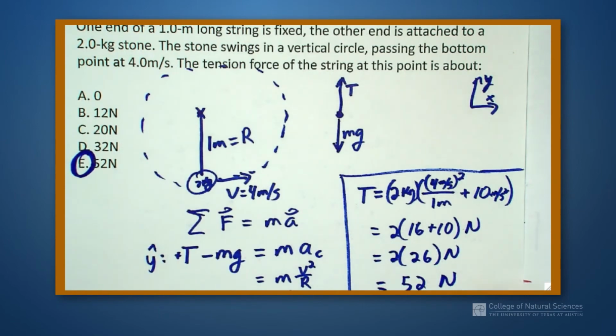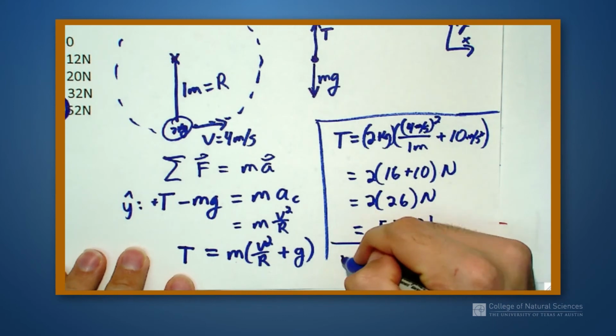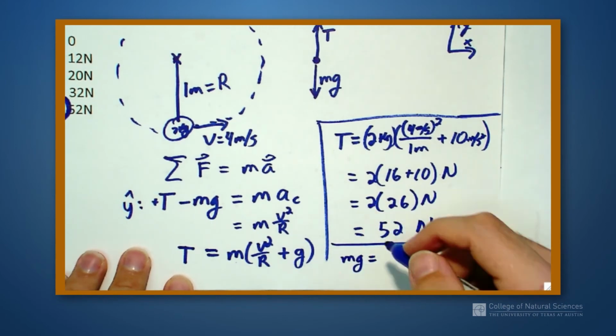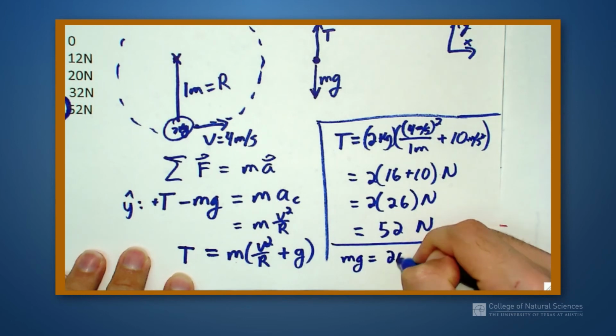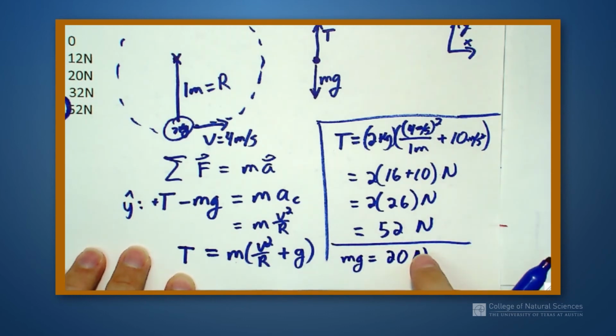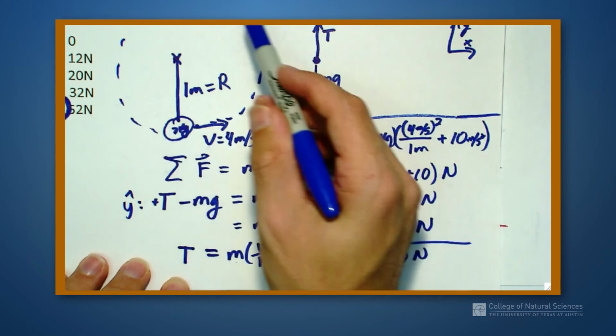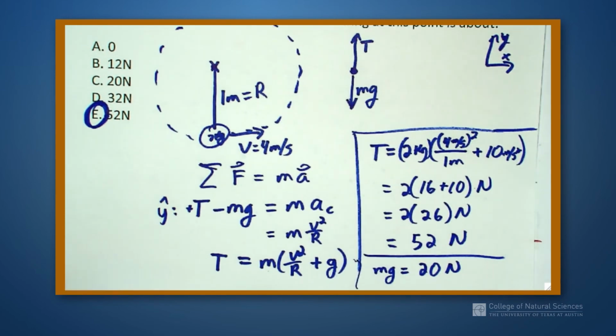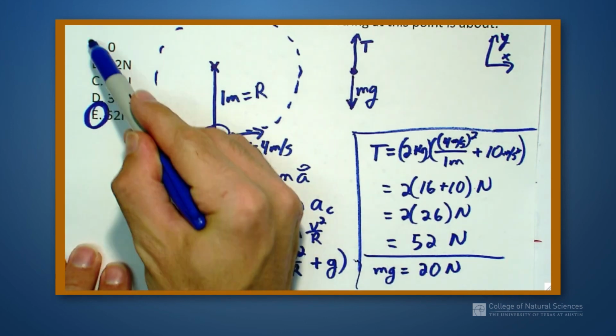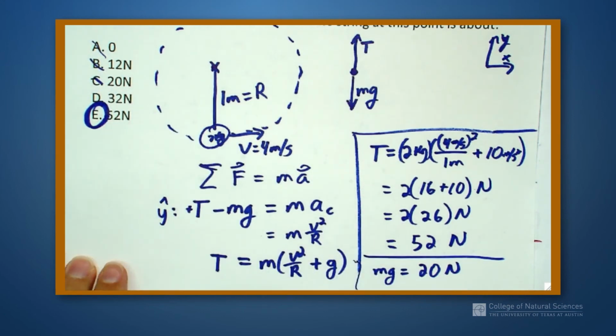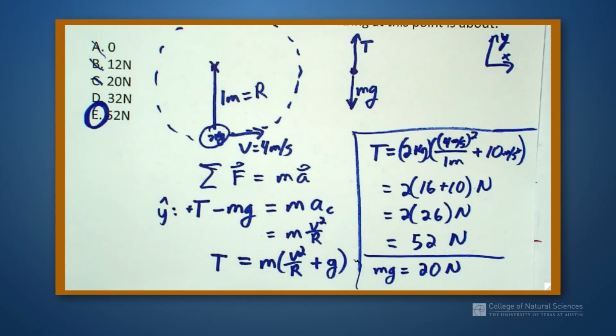And I can do a quick little check on this. The check that I'm going to do is I'm going to just calculate my weight force. My weight force in this case is going to be 20 newtons, 2 kilograms times 10 meters per second squared. So my tension force is providing an upward force, not only enough to overcome my weight force, but also enough to provide the centripetal acceleration, this circular motion. So this answer kind of makes sense to me. It's bigger than 20, which meant I could have eliminated those 3 choices. 52 seems to be the number that I came up with.